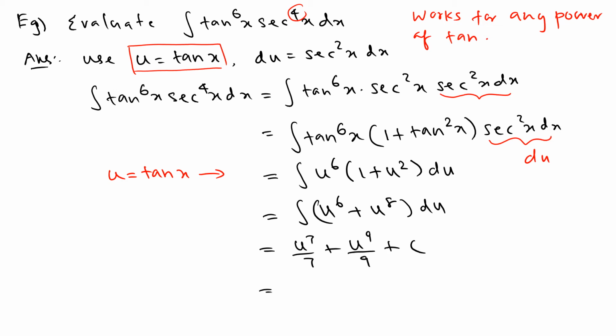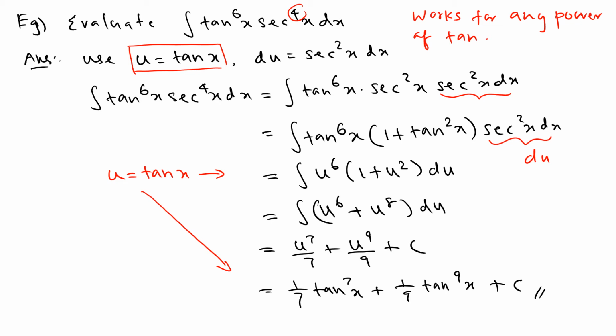Then we substitute back from u. So this becomes 1/7 tan^7 x plus 1/9 tan^9 x plus c. That's how it works, and you can see that this method works for any power of tangent and even power of secant.